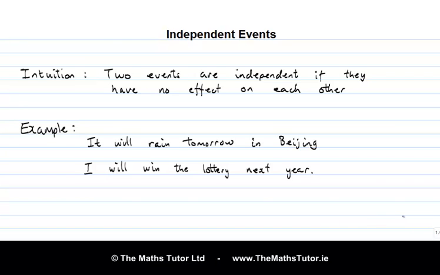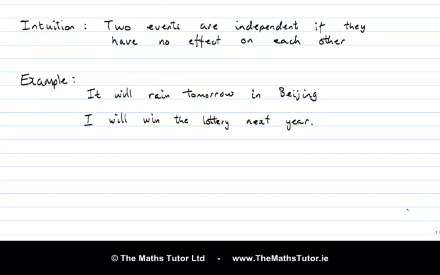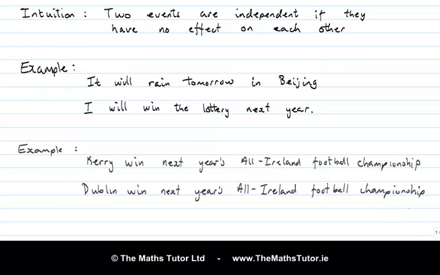Let's consider another example. So here are two events that are clearly not independent. The first one is Kerry win next year's All-Ireland Football Championship, and the second one is Dublin win next year's All-Ireland Football Championship. Clearly, these events affect each other. If Kerry win the championship, then Dublin cannot, and vice versa. So clearly these events are not independent, according to our intuitive idea.